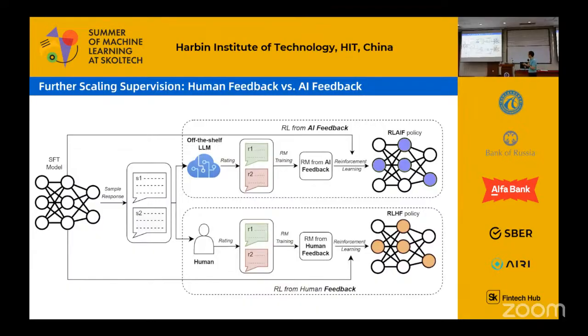So the only difference is how you get the ranking or the preference data, from AI, another language model, or from a human. But here, how good this LLM is will impact the performance of your algorithm. Because if this model performs very badly, then the preferences will be very bad.